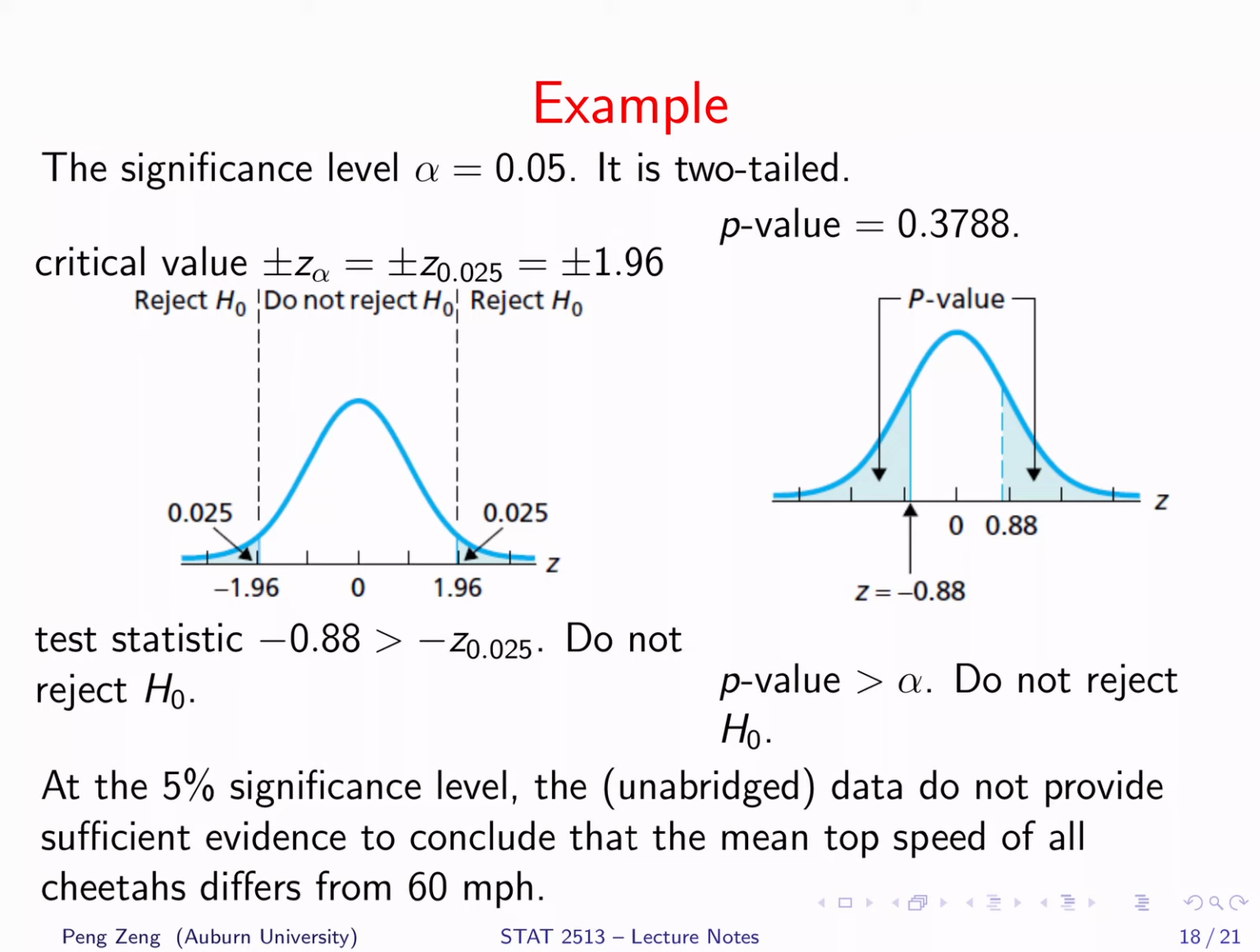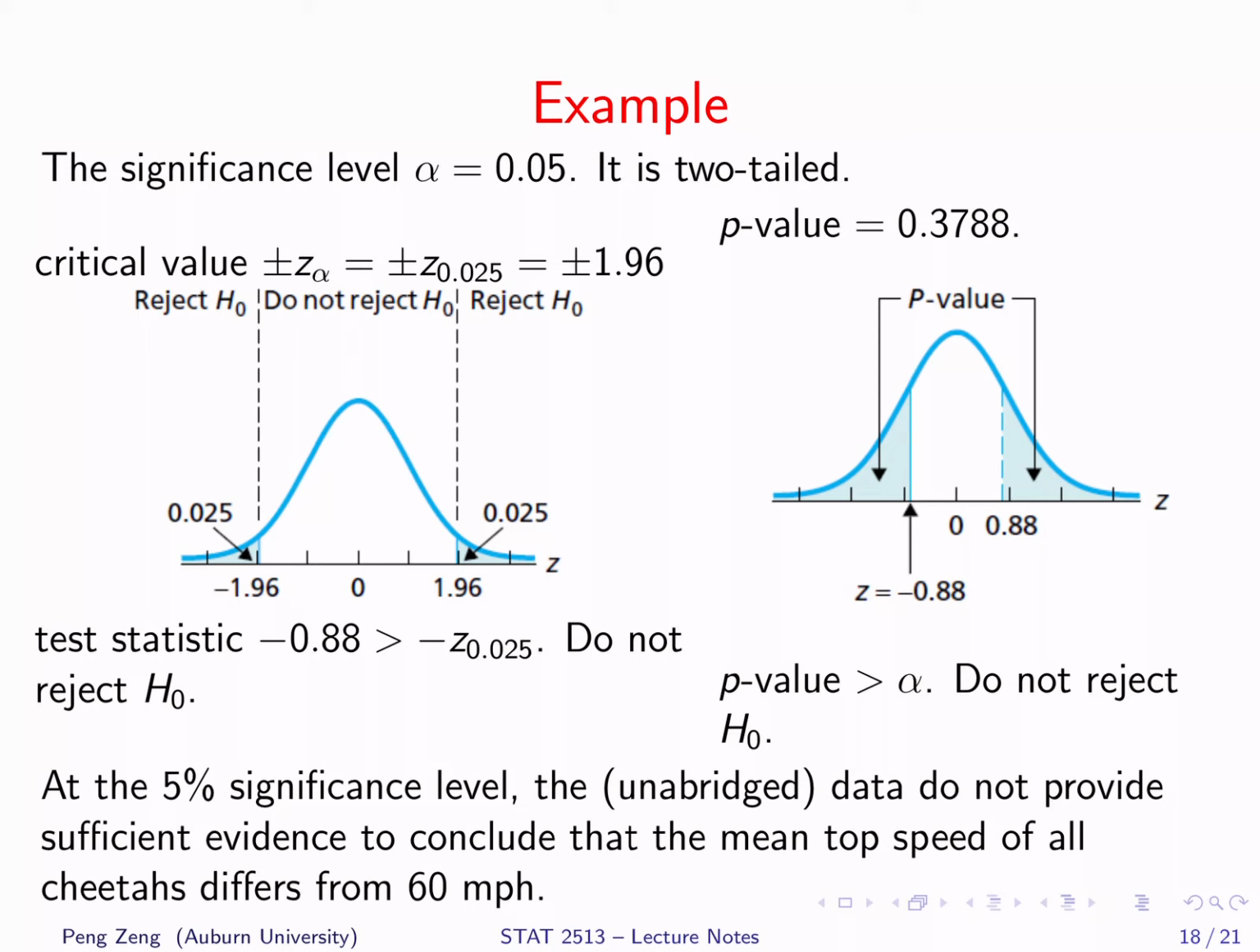Using the p-value approach, we calculate p-values. For a two-tailed test, the p-value is the probability of two parts. Because of symmetry, we can compute the probability for one part and then multiply it by 2. The p-value is 0.3788, which is much larger than 0.05, the significance level. Therefore, we do not reject H0. Both approaches conclude that we do not reject H0.